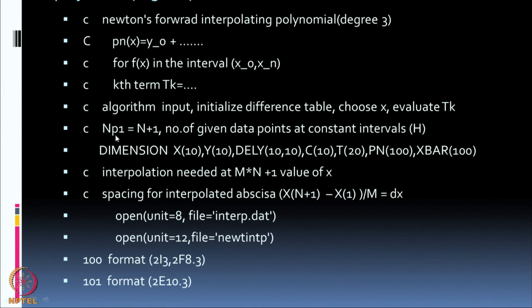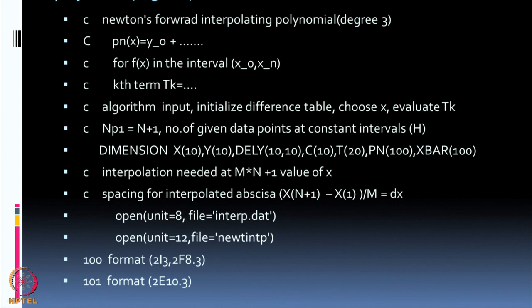Now, our strategy would be, we are always going to use n plus 1 points. If there are 4 points, then I have a third order polynomial. This n would also refer to the degree of the polynomial. So, you have 4 data points here, at constant intervals. H is the interval between adjacent points. NP1 is n plus 1. So, these are all the comment cards which are part of the requirement for our own convenience.